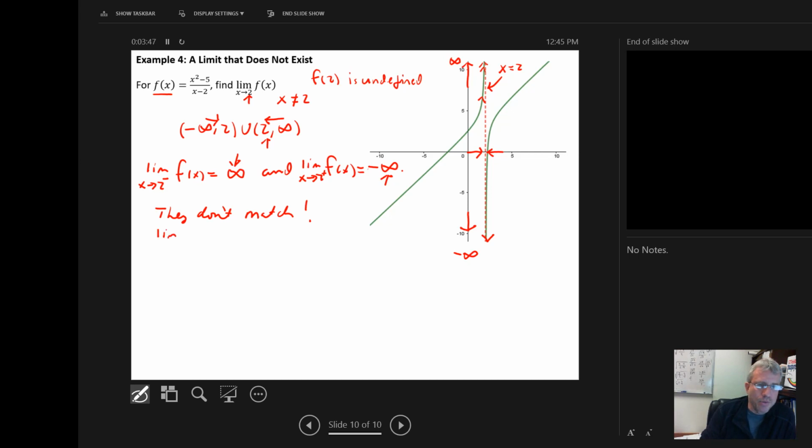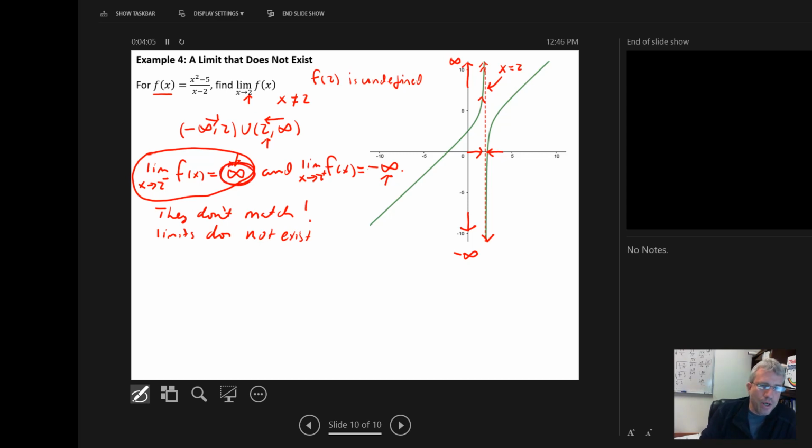So the limits do not exist. In fact, if I'm after the limit as x goes to 2 of f of x, I could have stopped here. The moment I see that the left-sided limit isn't a real number, I'm done. I know that the limit does not exist.